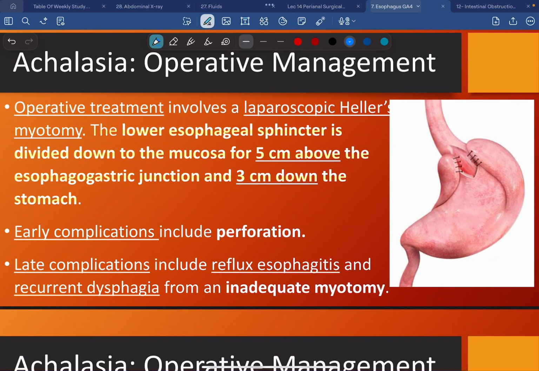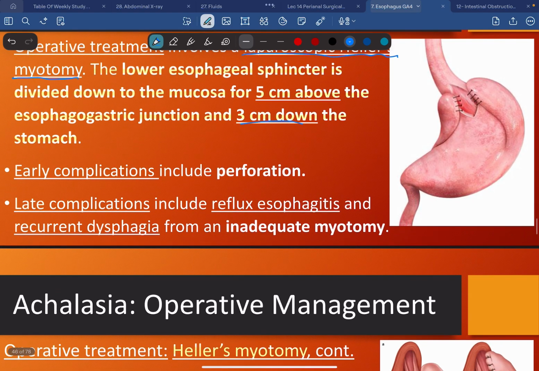This is the Heller's myotomy, dividing the lower 5 centimeters of esophagus muscles until the mucosa bulges, and we extend our incision 3 centimeters down the stomach. This lower part is a bit more difficult because the muscle fibers are not as regular as they are in the lower esophagus. It becomes oblique, so the surgeon should pay more attention to avoid perforation here while doing his myotomy.